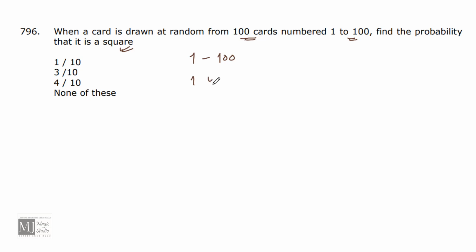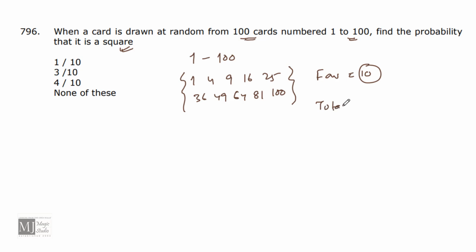1 is square, 4 is square, 9 is square, and so on up to 100, so we have got 10 cases. So favorable cases we have are 10, and total number of cases would be 100C1, since we are drawing only one card out of 100, that is 100.